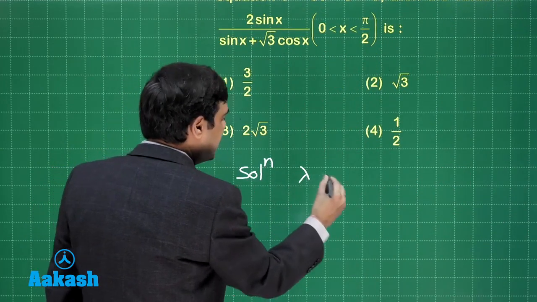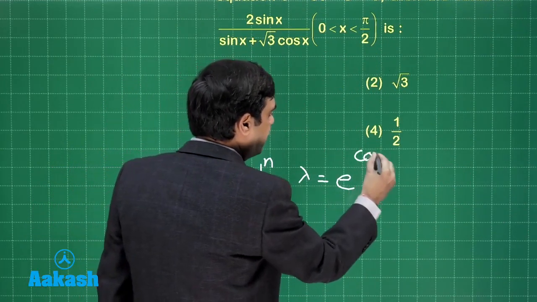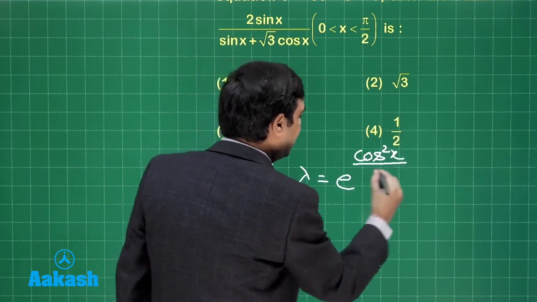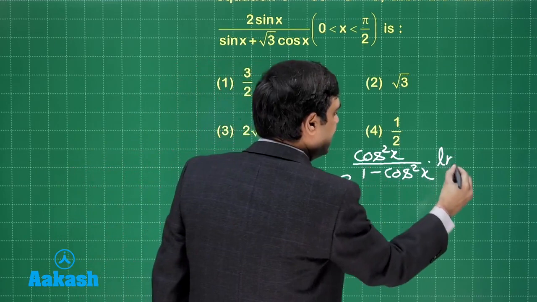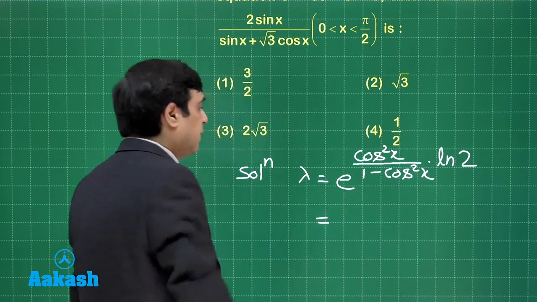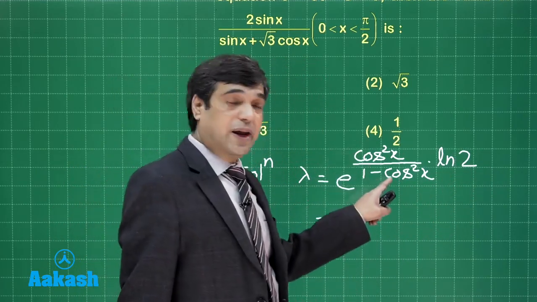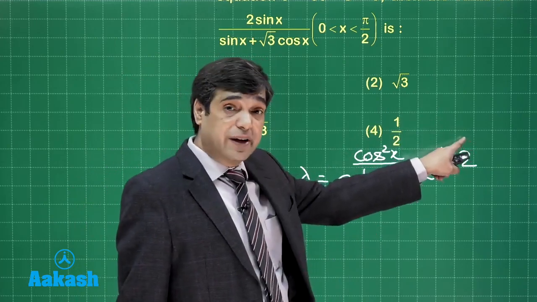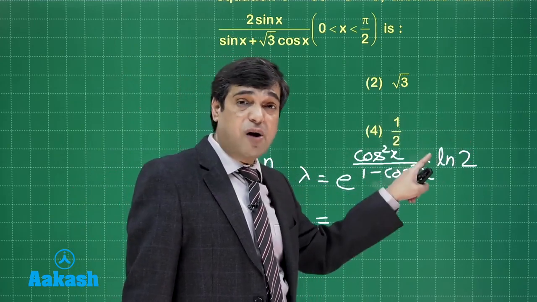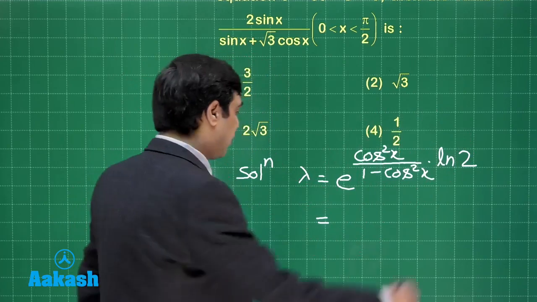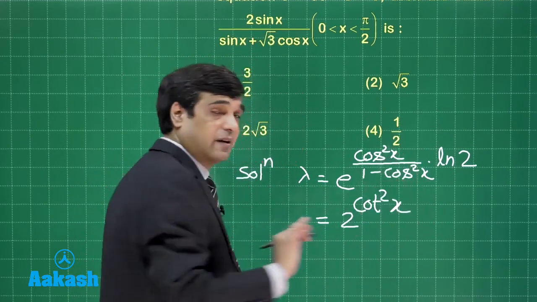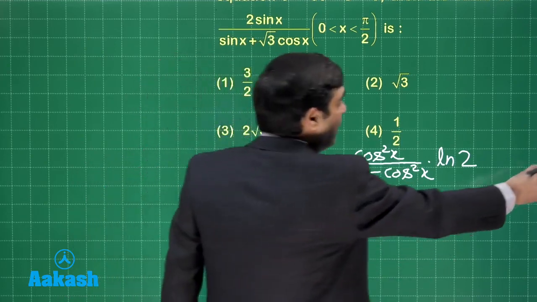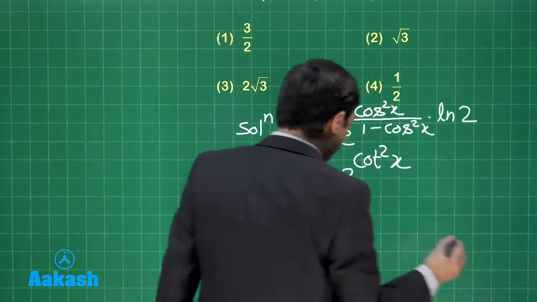Let's say lambda is equal to e to the power cos square x divided by 1 minus cos square x multiplied with log 2 to the base e. This is e to the power cot square x, multiplied with log 2 to the base e. That is e raised to the power log 2 raised to the power cot square x, that is 2 raised to the power cot square x. Clear?